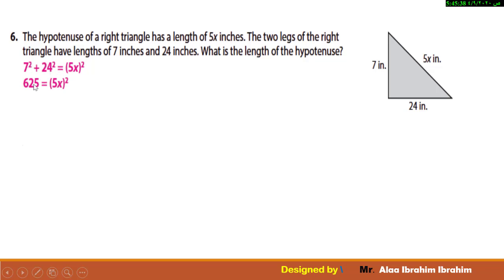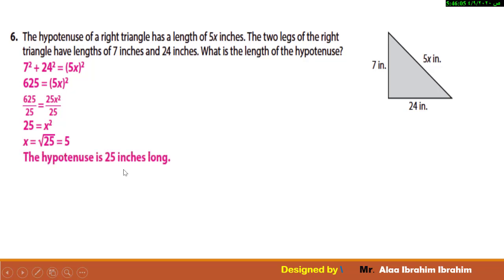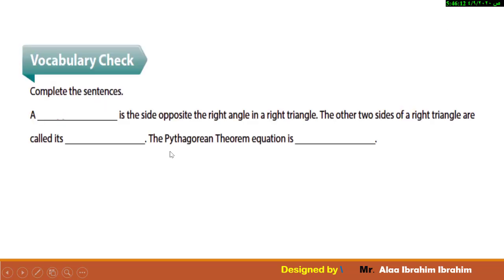And 24 squared added to 7 squared gives you 625, and this gives you again 25x squared. Then, as I told you before, to find the value of x, anything next to x squared, I have to divide by this coefficient, the part next to the x squared. So I have to divide by 25 on both sides. So my result will be like this. I have to take the square root. The square root of 25 is 5. So the value of x is just 5. But the hypotenuse, if x is 5, 5x means 5 times x, which means 5 times 5, 25.